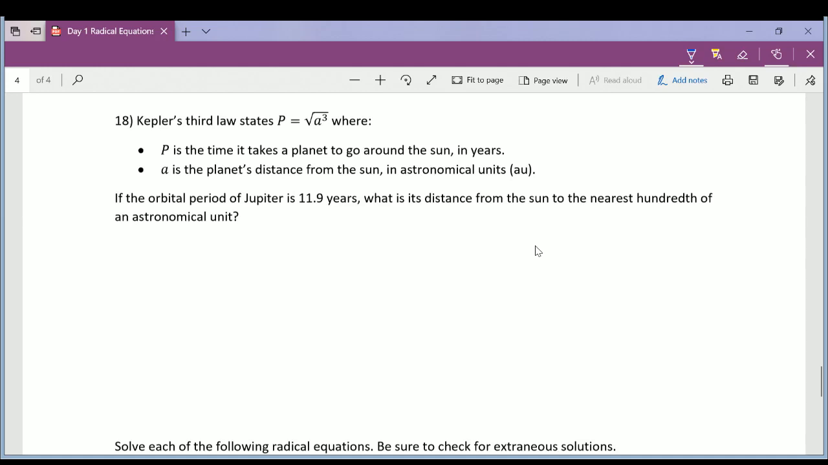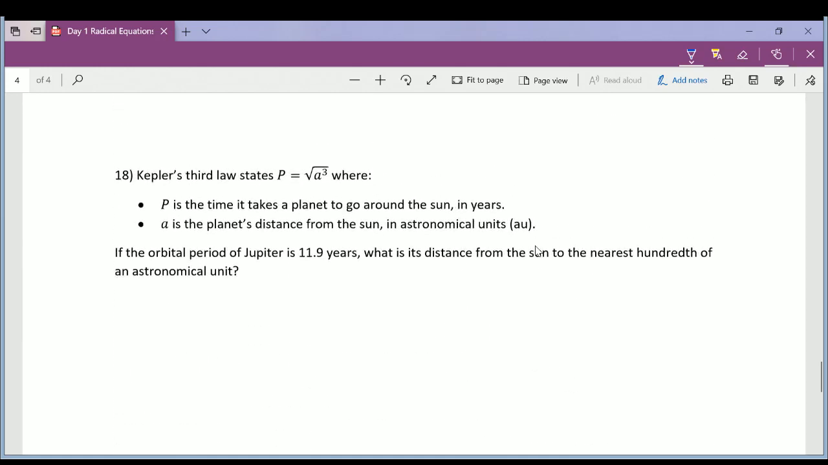Okay. And this last bit here, I think it's, no, yeah, it's basically the last one. Kepler's third law states P equals the square root of A cubed. P is the time that it takes a planet to go around the sun in years, and A is the planet's average distance from the sun in astronomical units. If the orbital period of Jupiter is 11.9 years, what is its distance from the sun to the nearest hundredth of an astronomical unit? Okay, so you've got 11.9 years, which is your P, equals the square root of A to the third.